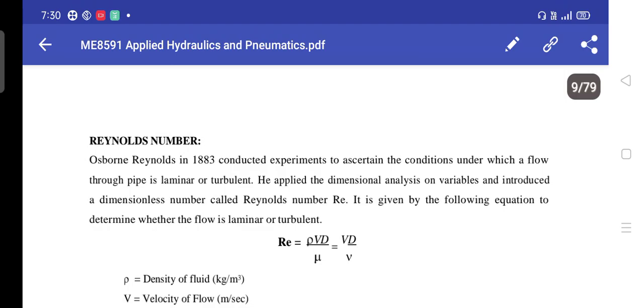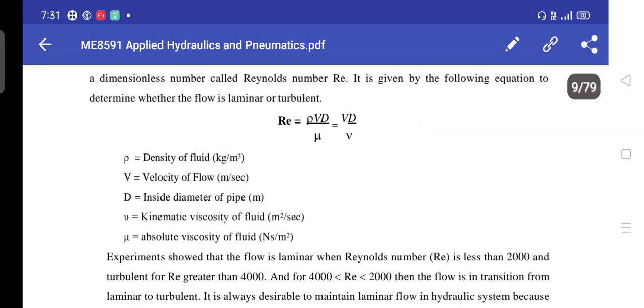So Reynolds number is equal to rho V d by mu, or simply we can convert it into V d by nu, where rho is the density of fluid, V is the velocity of fluid, d is the diameter of pipe, nu is the kinematic viscosity of fluid, and mu is the absolute viscosity of fluid.